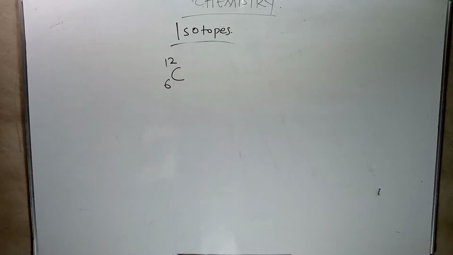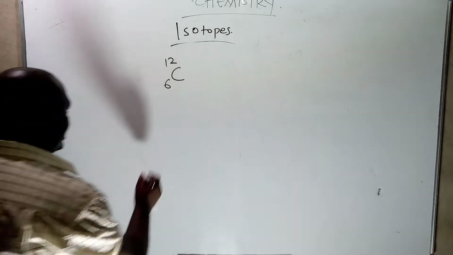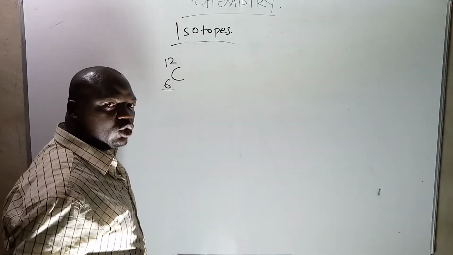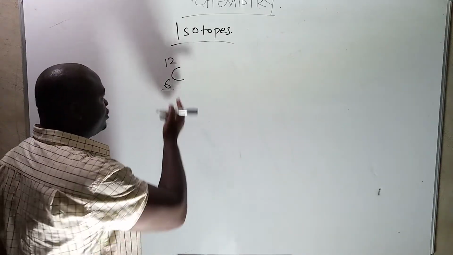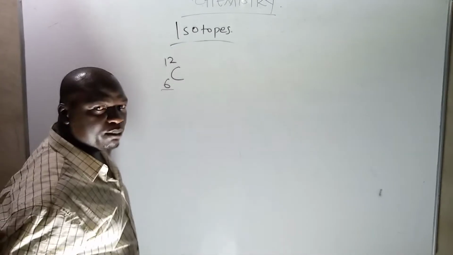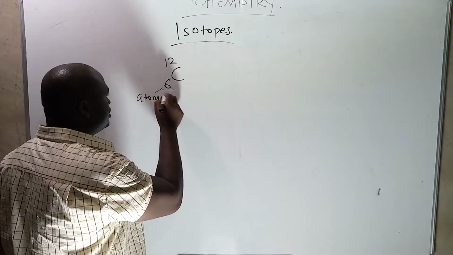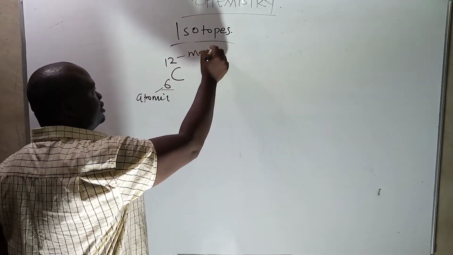Isotopes. At the board, you are seeing the atomic symbol. This place is the atomic number. The one at the top here is the mass number. I said this is what? The atomic number. And this is the mass number.